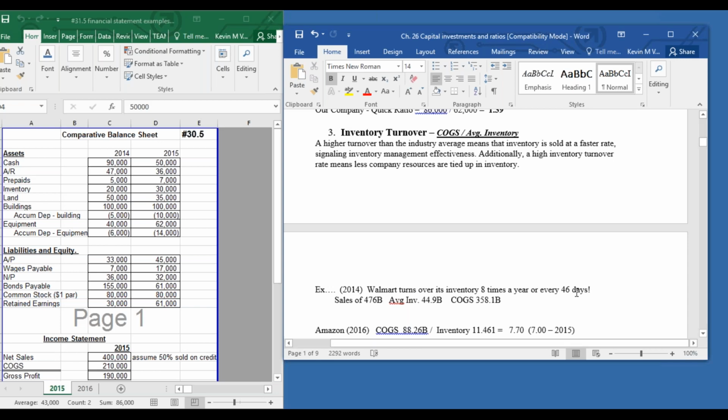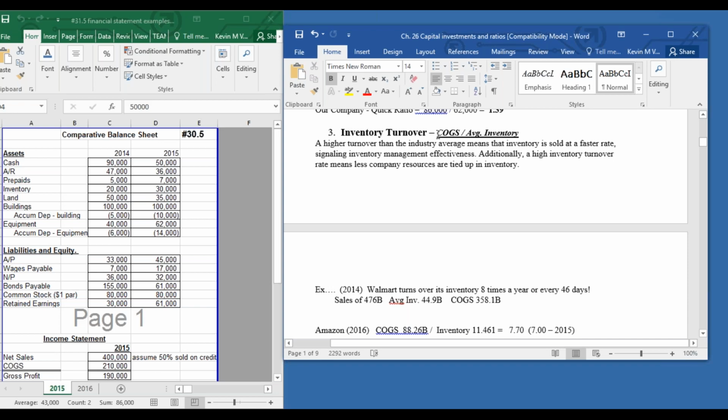Now that doesn't mean they sell every single item 8 times a year. Some of the items they're only going to sell maybe 4 times a year, but things like milk and bread, they sell 150 times a year. So it's on average that Walmart will turn over its inventory 8 times a year.